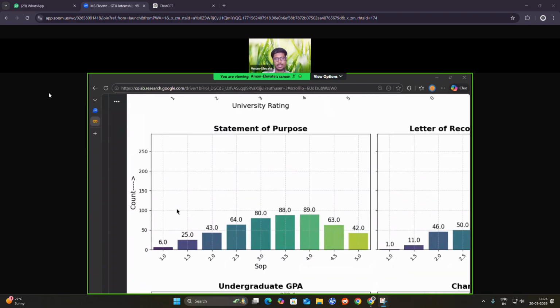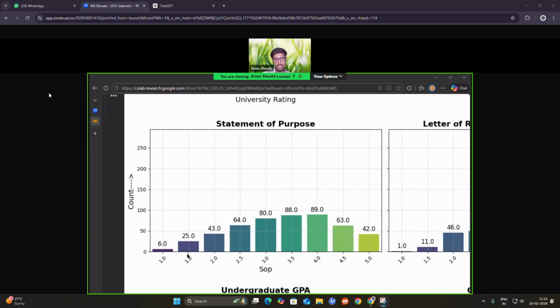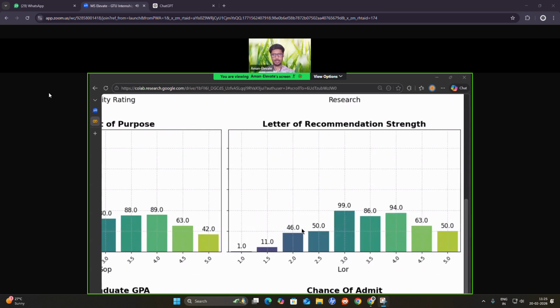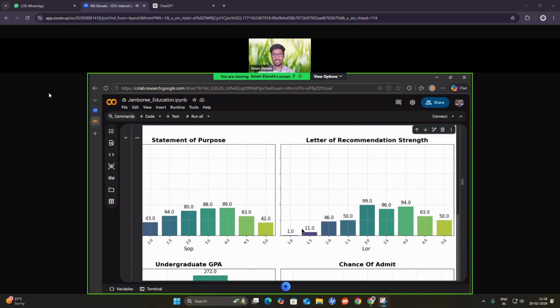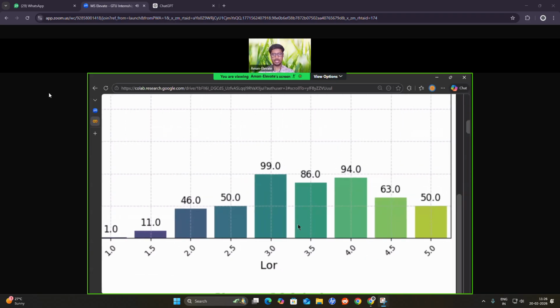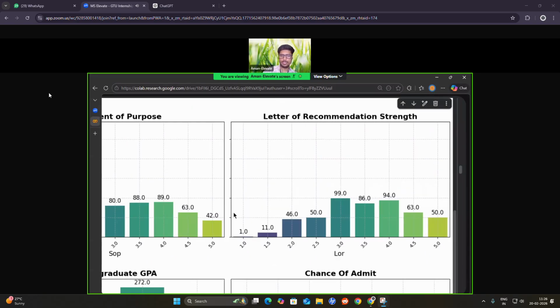Then statement of purpose. It is okay, not much gap. Here also we cannot see much gap in letter of recommendation. Almost everybody has a letter of recommendation, and rating as well. So out of five, most of the people are rated between 3 to 4.5. It's good.